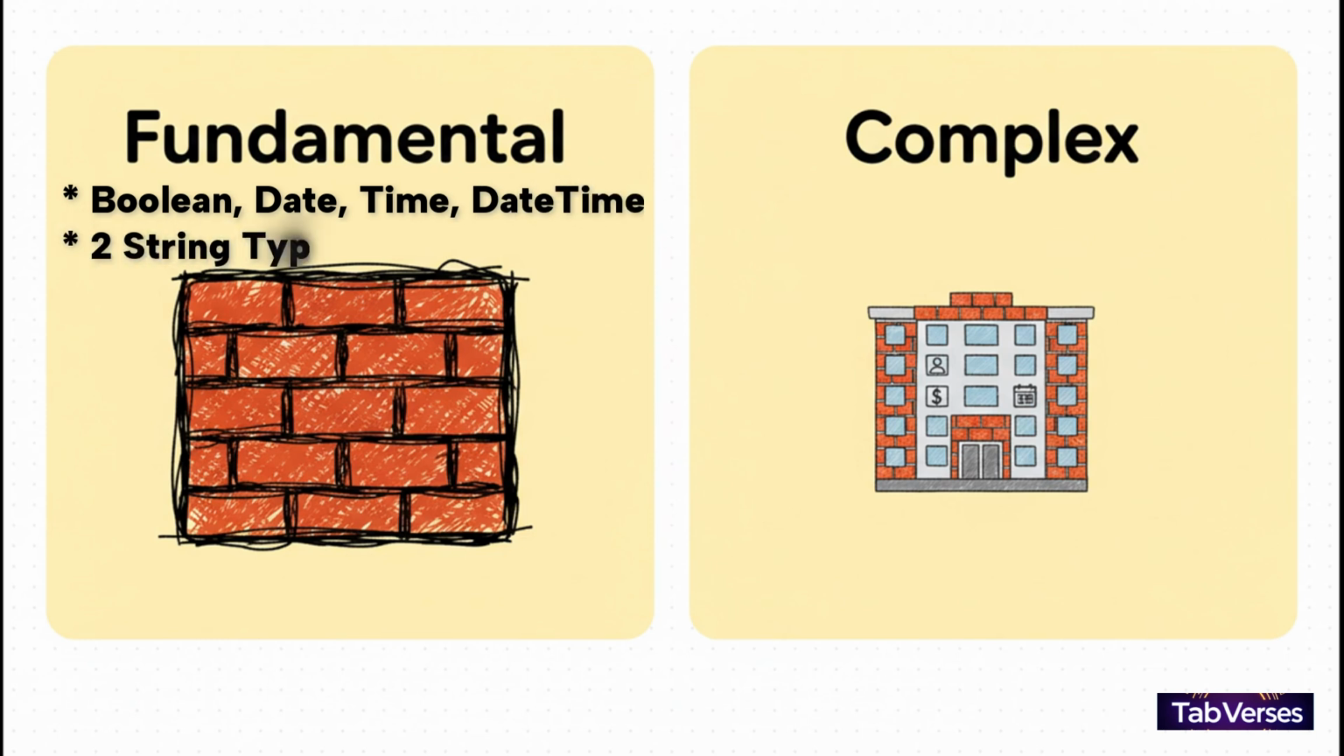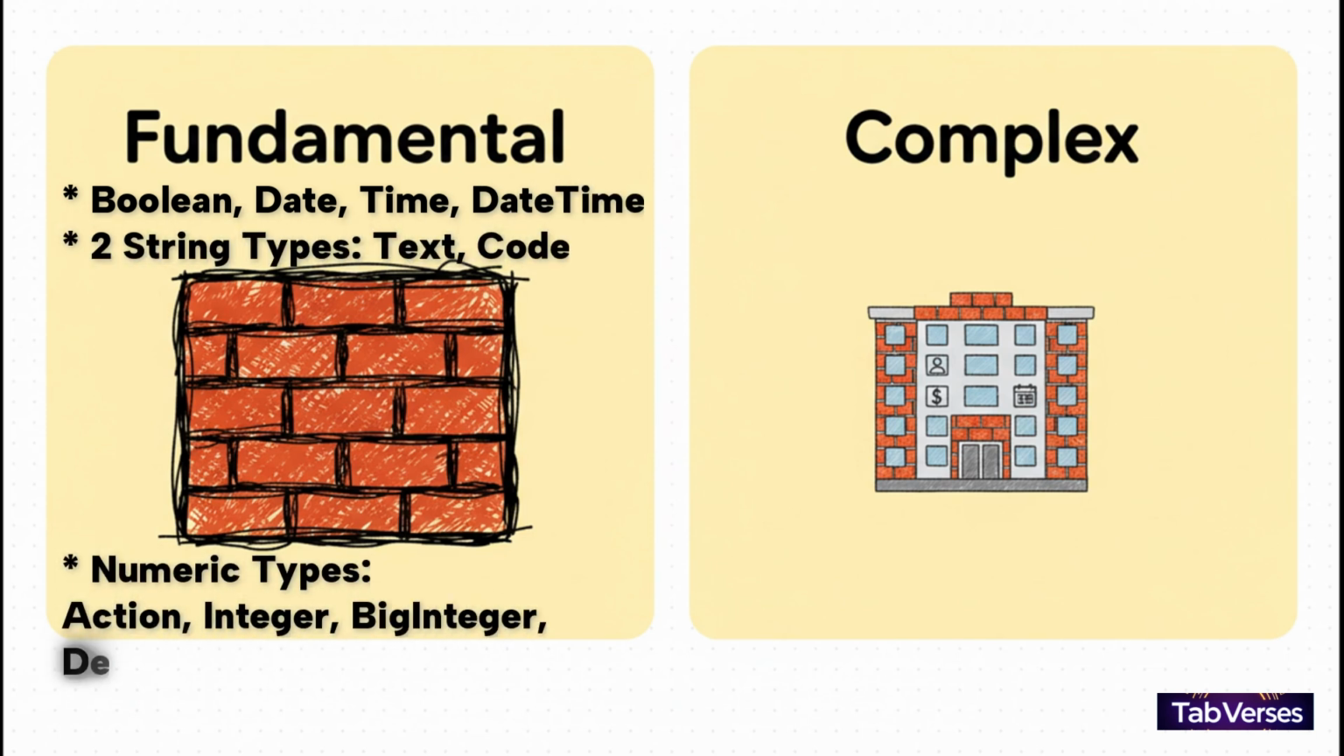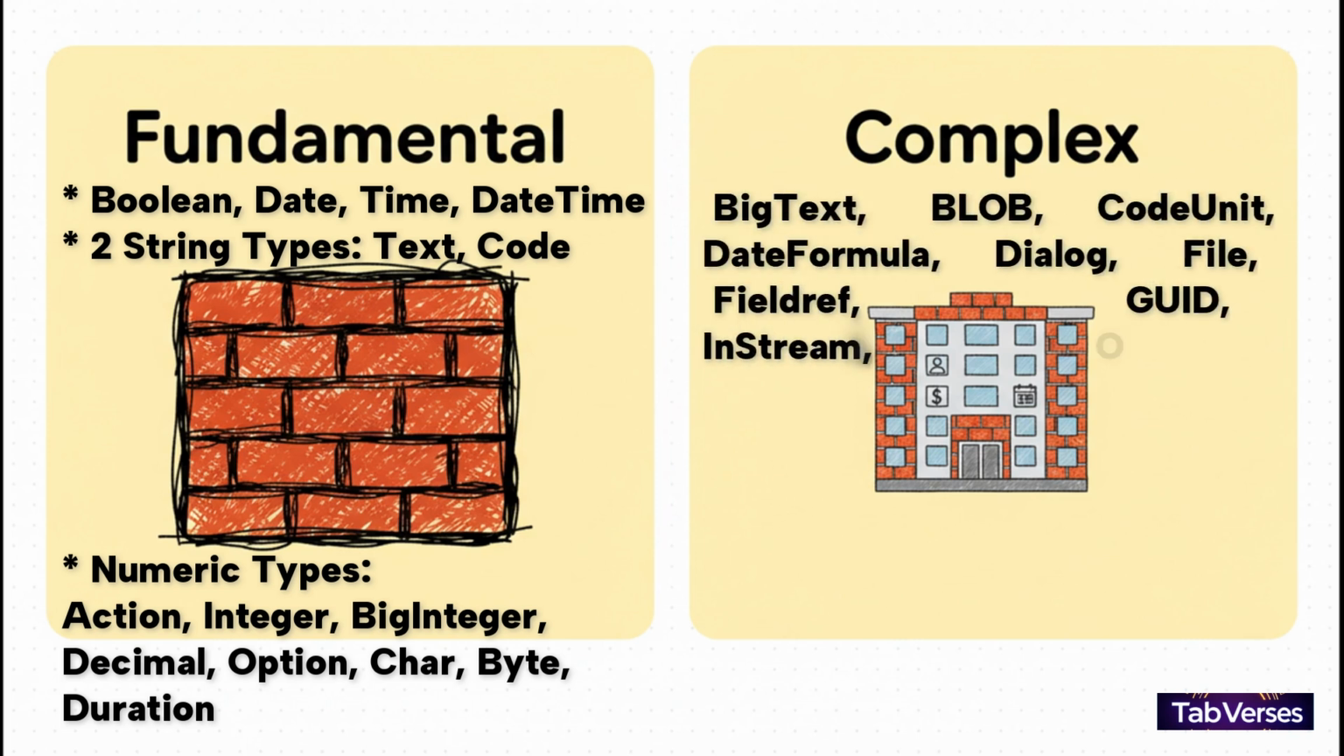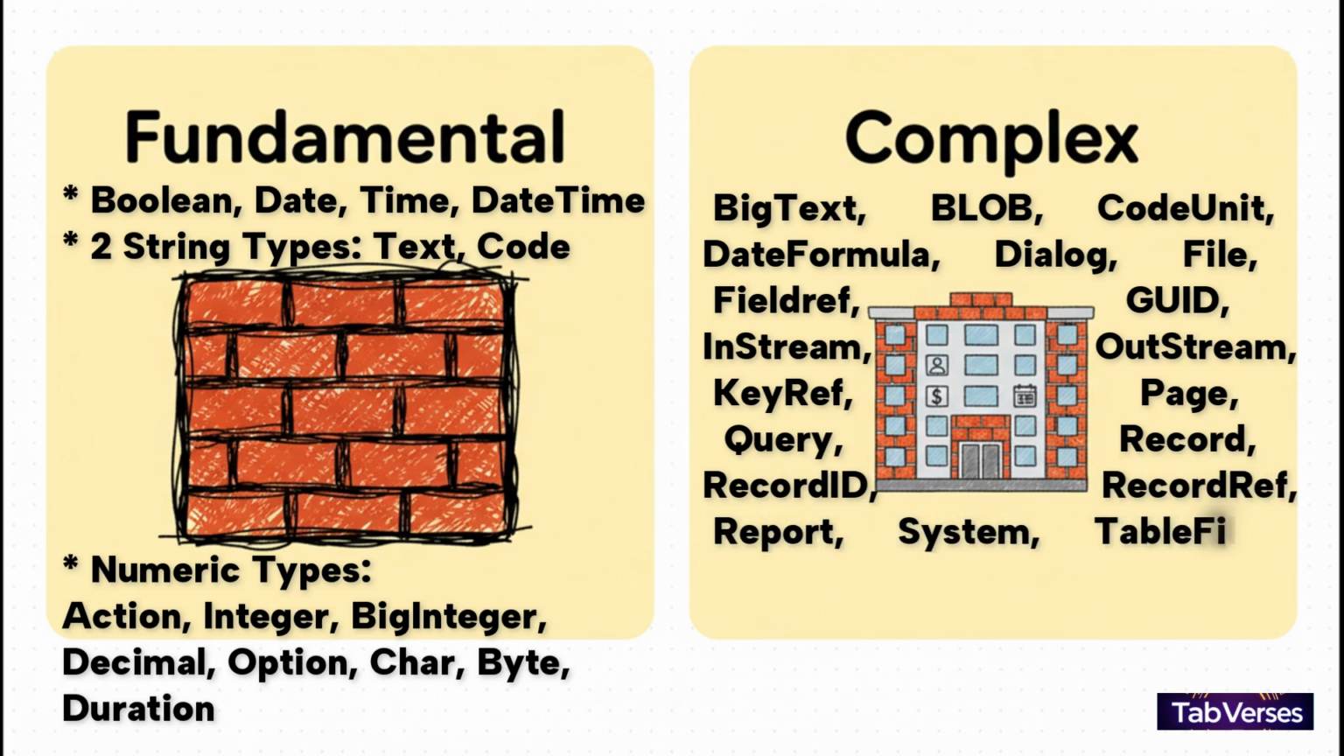Think of fundamental types as individual bricks, right? Each one holds just a single piece of information. But complex types, they're like the finished building. They are these structured blueprints that hold a bunch of related values all at once, representing a whole business entity, like a customer or an invoice.